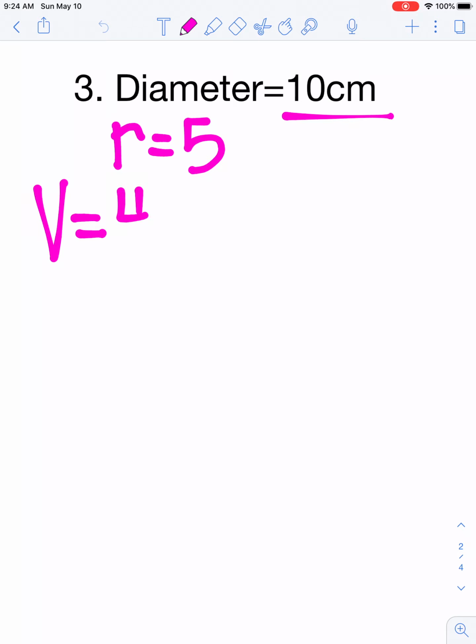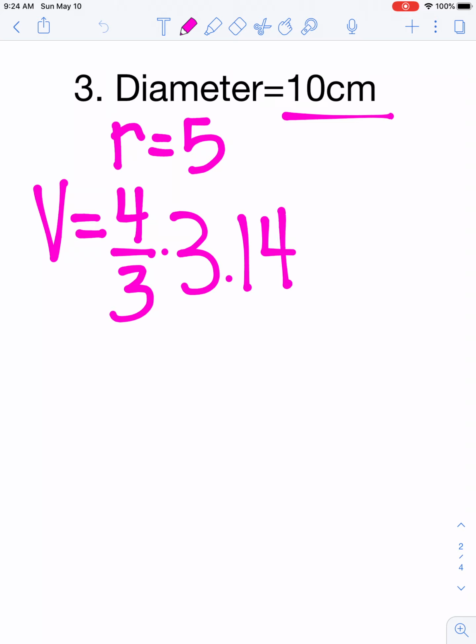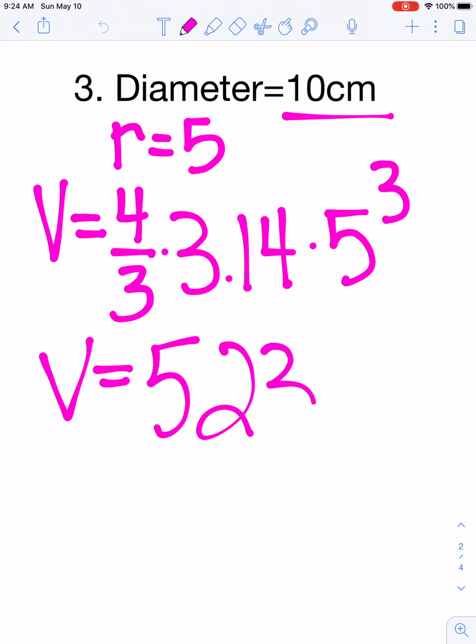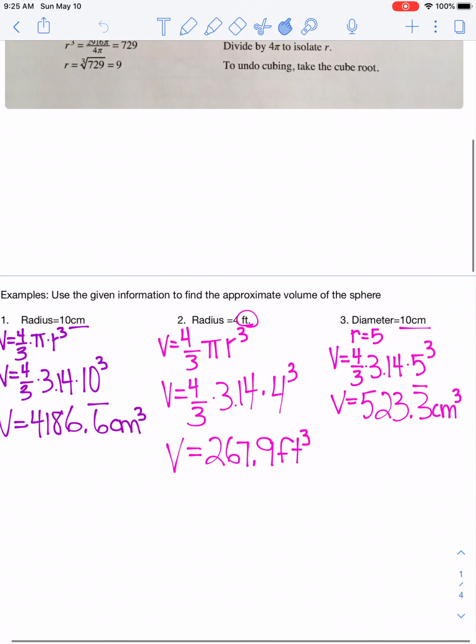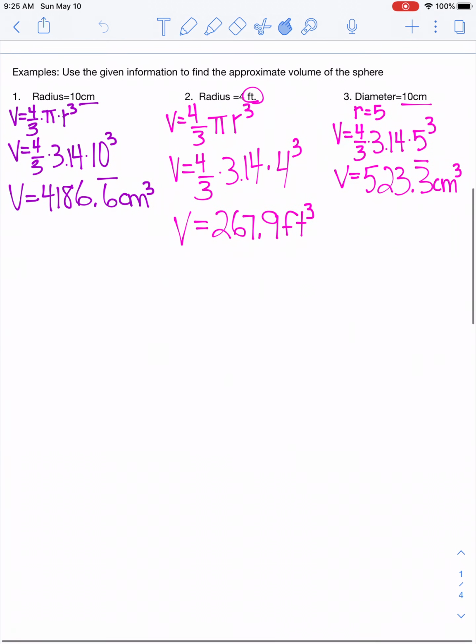Volume equals 4/3 times pi, 3.14, times the radius cubed. When you multiply that out, I believe you get 523.33333 forever, which means I'm going to put a repeating bar on the 3, and my label is going to be centimeters cubed. Okay, so there were 3 examples, 2 with the radius, 1 with the diameter.